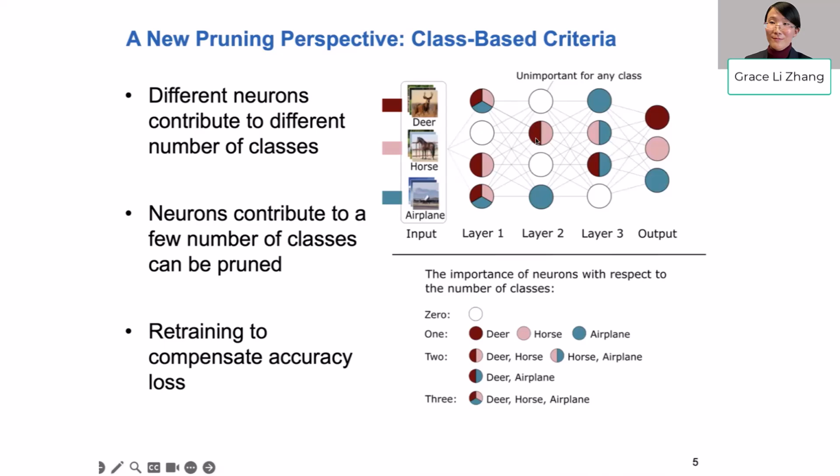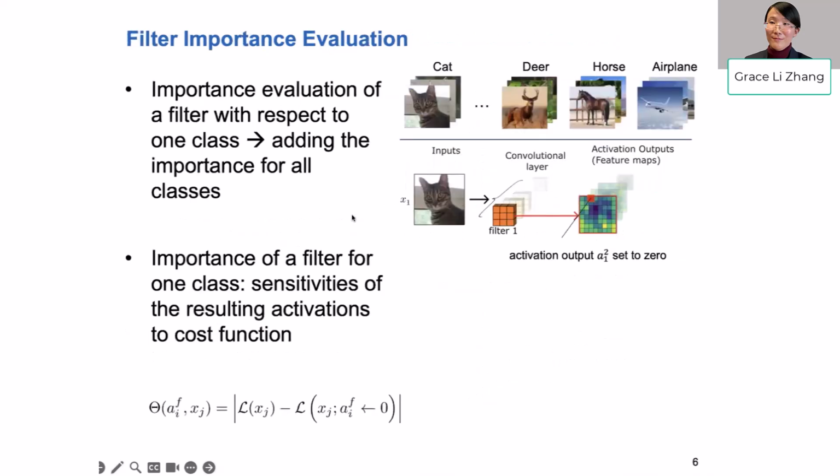So we are wondering whether we can remove those neurons that are important for only a few classes, so that the remaining neural network consists of neurons that are important for many classes. This is our basic idea. But of course, we have to use retraining or fine-tuning to compensate for the accuracy loss. We want to apply this class-aware pruning to more complex convolutional neural networks. In convolutional neural networks, a neuron is a filter. So the question is how we can evaluate how many classes a filter is important to.